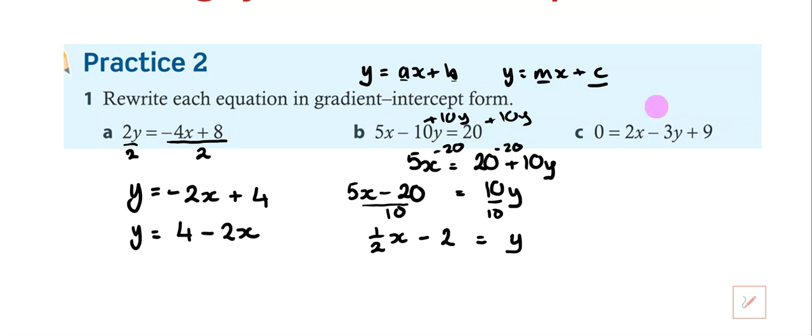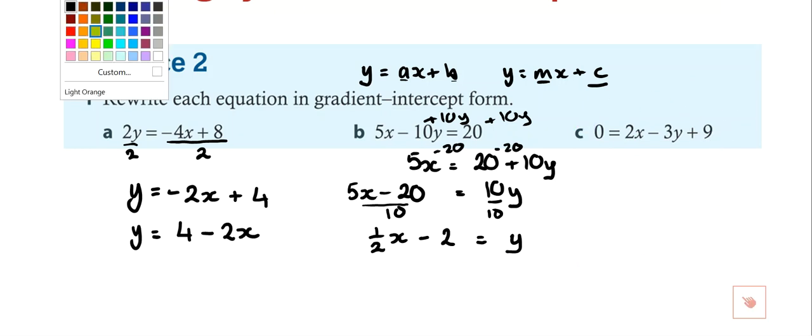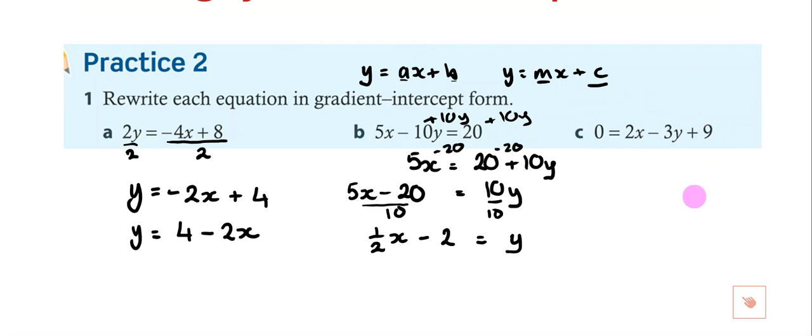Alright, what about this next one then? There's a nice easy first step for this one. Add 9. Wait, no, subtract 9. You could do that. I just don't want it in standard form. What do I want? I want the y on its own, and I want it positive. So just add 3y. Add 3y, that's what I would do.